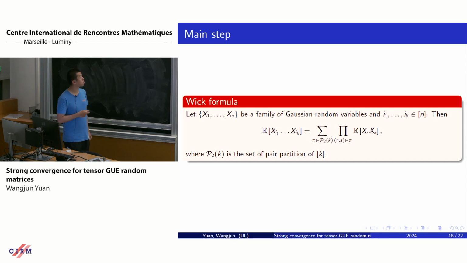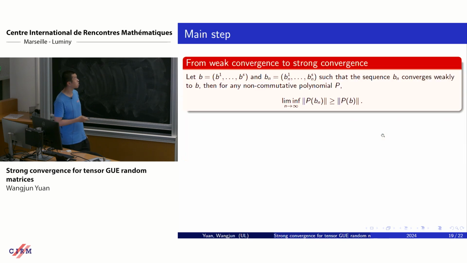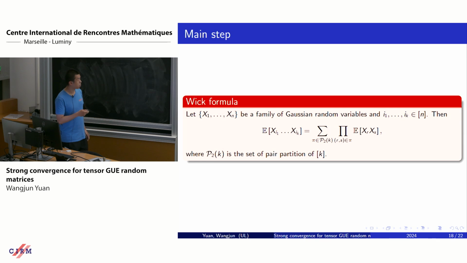Okay, let me introduce the main steps to establish this kind of theory. The first one is the well-known Wick formula, which appears twice in the lecture, once in the morning lecture and once in the afternoon lecture. This formula actually handles the product of the Gaussian elements. So the expectation of the product of Gaussians can be expressed as the sum over pi in the pair partitions of the product of the expectations of pairs of Gaussian elements. Okay. Let me go back. So usually when we use the moment method, we need the Wick formula to deduce weak convergence. That's the convergence of the normalized trace.